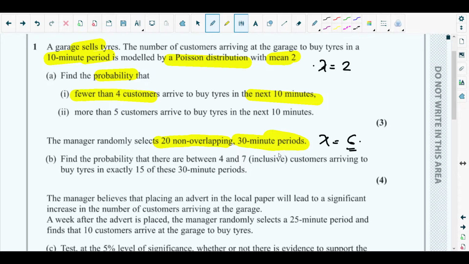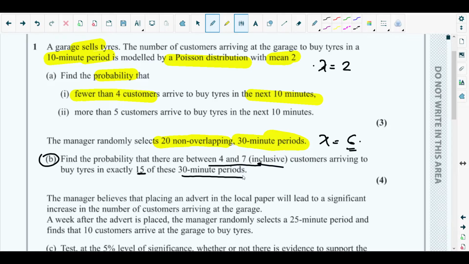Now you need to understand a few concepts here. This part B is like a mixture of both Poisson and binomial. They asked to find the probability that there are between 4 and 7 inclusive, so 4 and 7 are included, customers arriving to buy tires in exactly 15 of these 30-minute periods. It's a bit tricky.